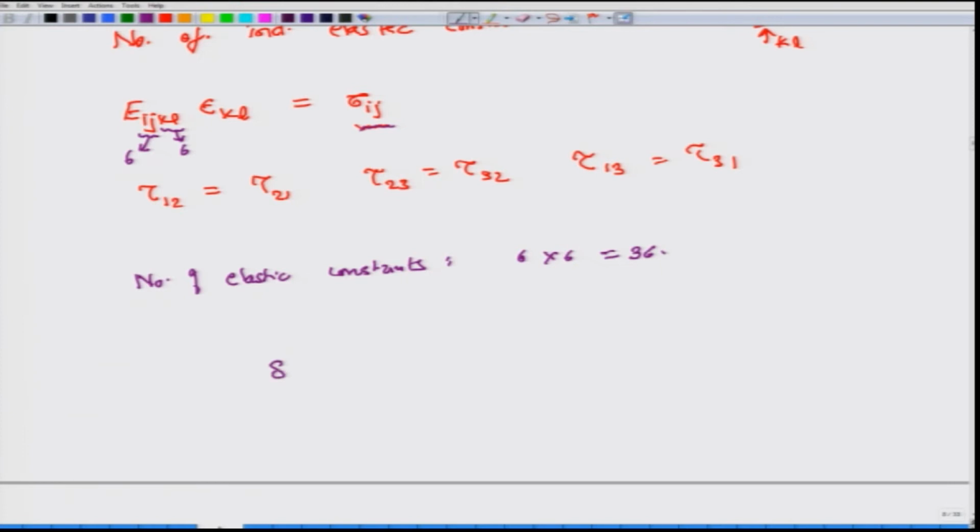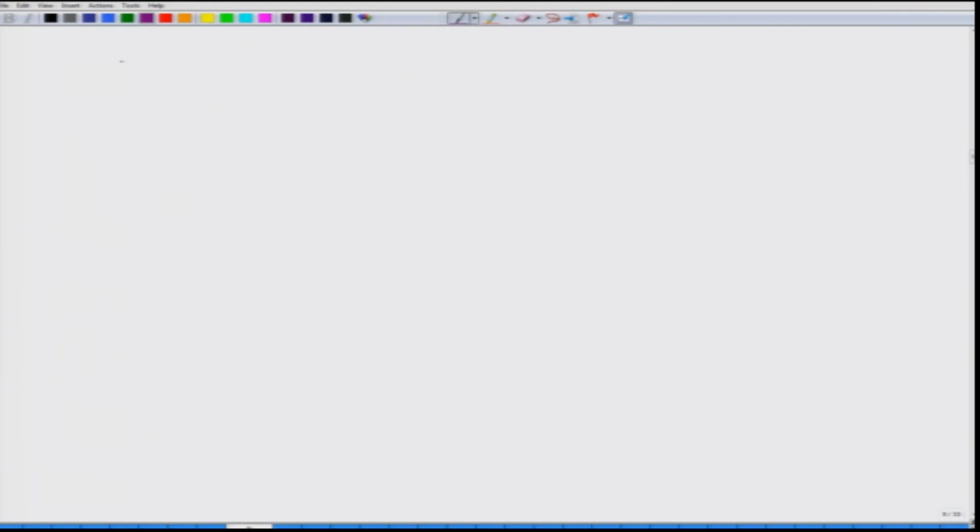So, we started with 81, because of symmetry of the strain tensor it comes down to 54, and because of symmetry of the stress tensor it now comes down to 36. Okay. Let us move further. The next simplification is based on principles of thermodynamics.